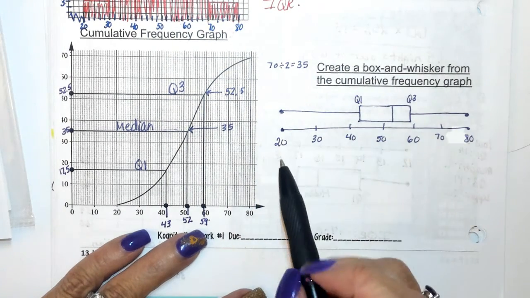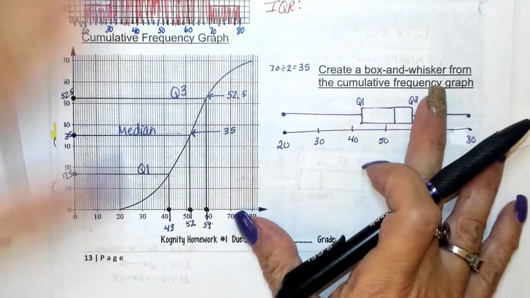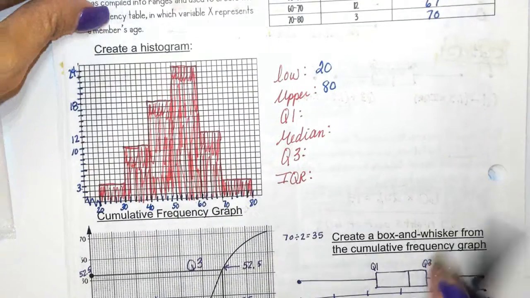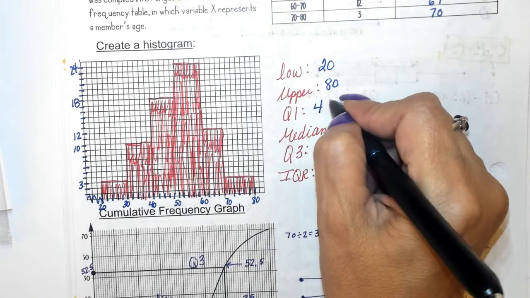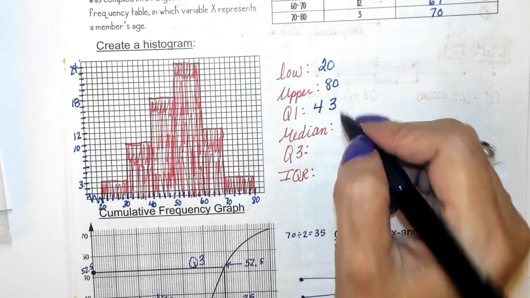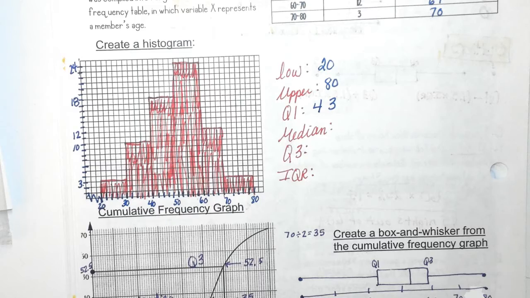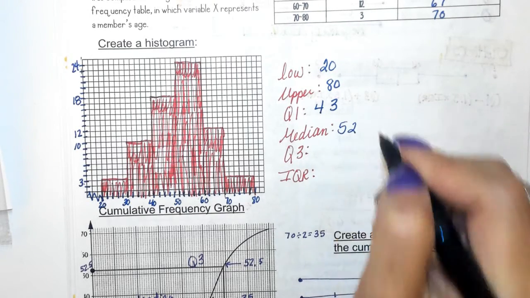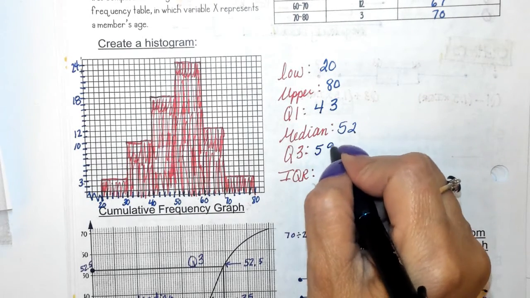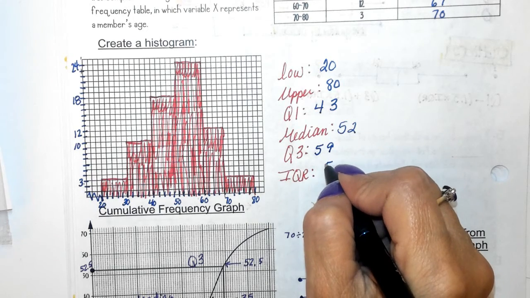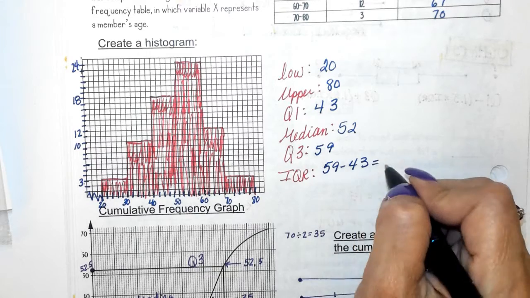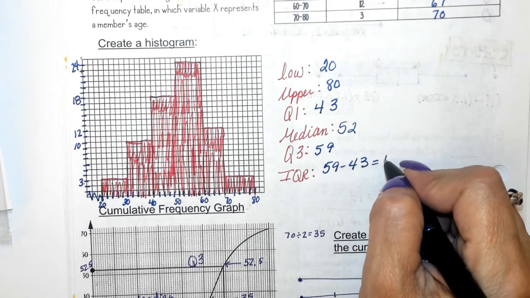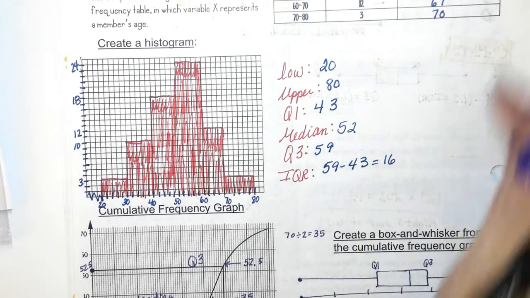So if I wanted to do my points on here, I would go back up here, and that was why I was like, oh, we couldn't do that a while ago. I would say that my Q1 was at 43, my median was at 52, and my Q3 was at 59. My IQR would be 59 minus 43, which would be 16. There we go.